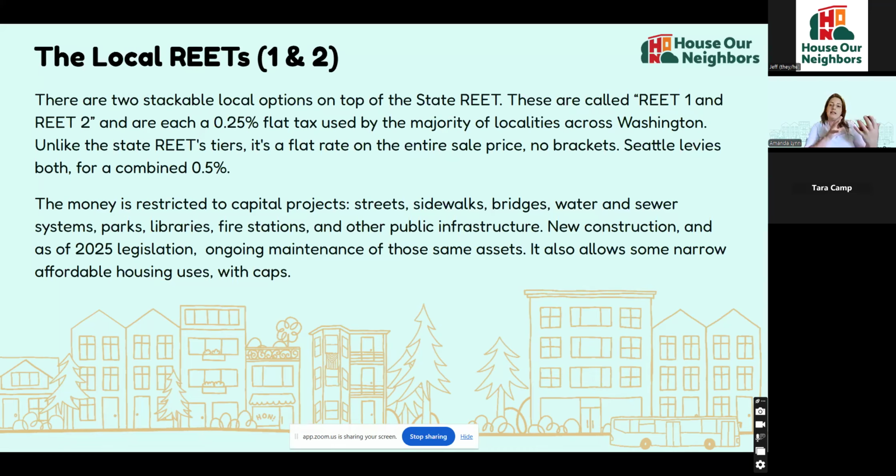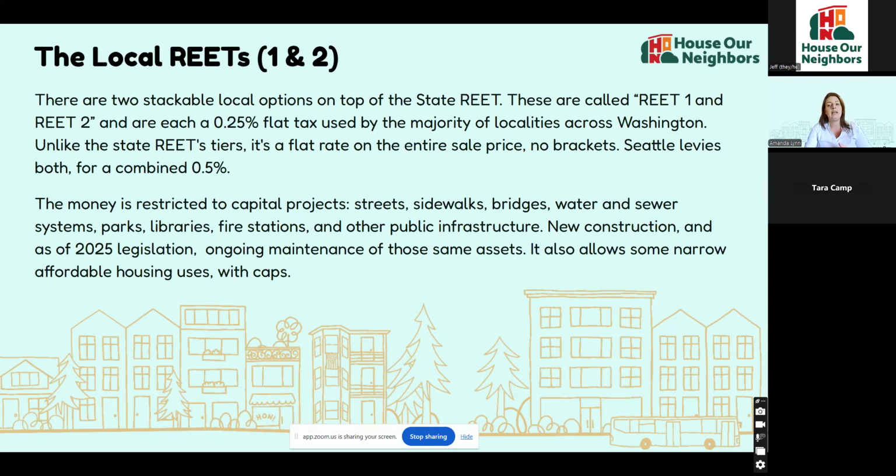So these are, in addition, when a home is sold, to that state REET we just talked about. After that state REET, there is an additional tax on top, these local REETs, 1 and 2. Each is 0.25%, so together they make 0.5% additional tax on a real estate transaction, which goes directly into the locality. In our case, that goes directly into Seattle.